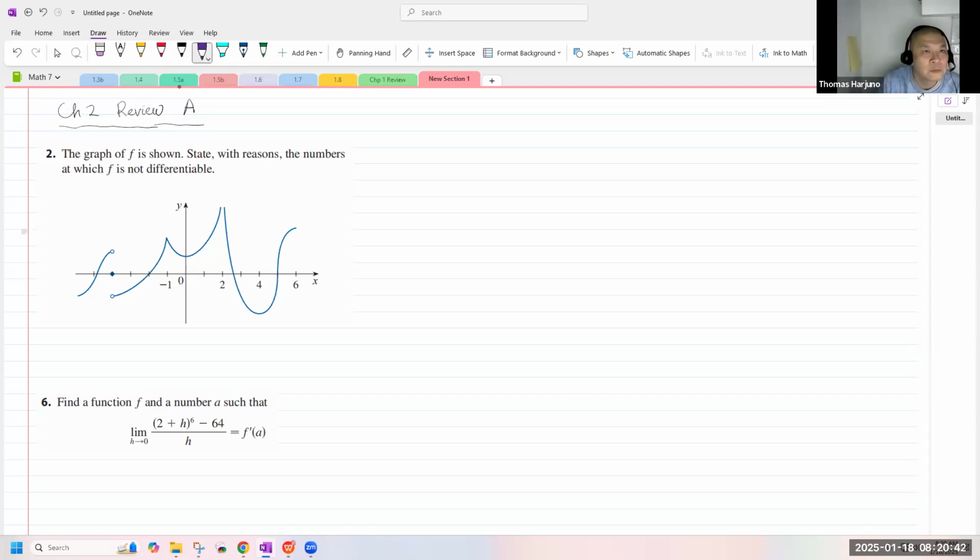Number 2, the graph of a function is shown. State with reason the numbers at which f(x) is not differentiable. We can see that it is not differentiable here, at x equals -4, because of the discontinuity.